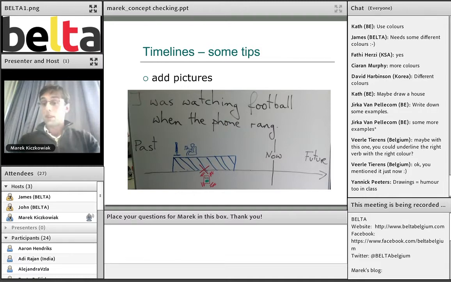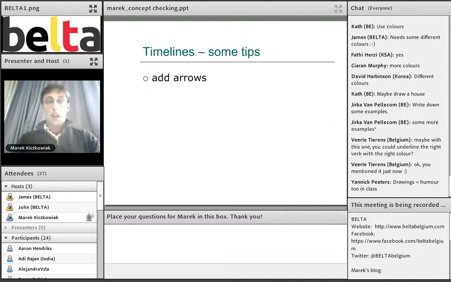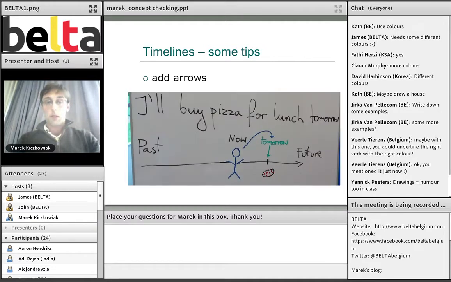Yeah, that's probably funny. Whenever my students see my drawings, they just laugh. So yeah, add pictures. They don't take too long. It literally takes a minute to draw a simple picture. But I think it just makes the timeline more visual. And finally, you can add some arrows, perhaps.